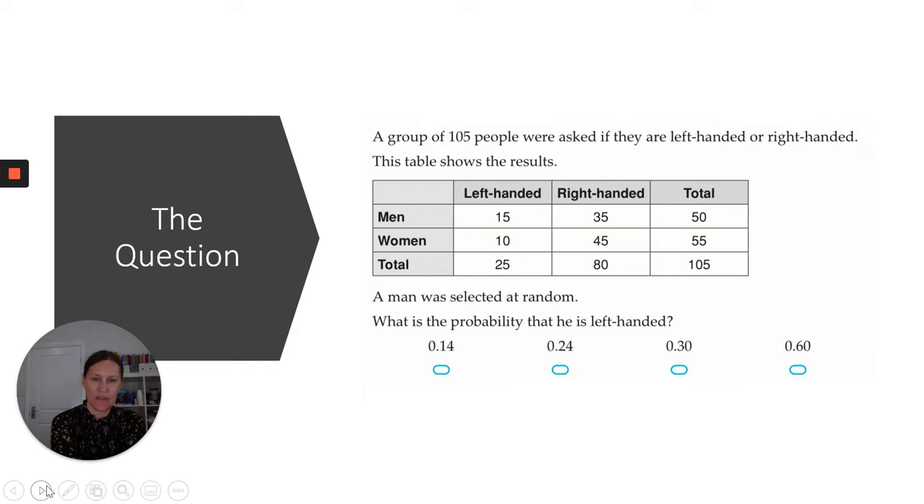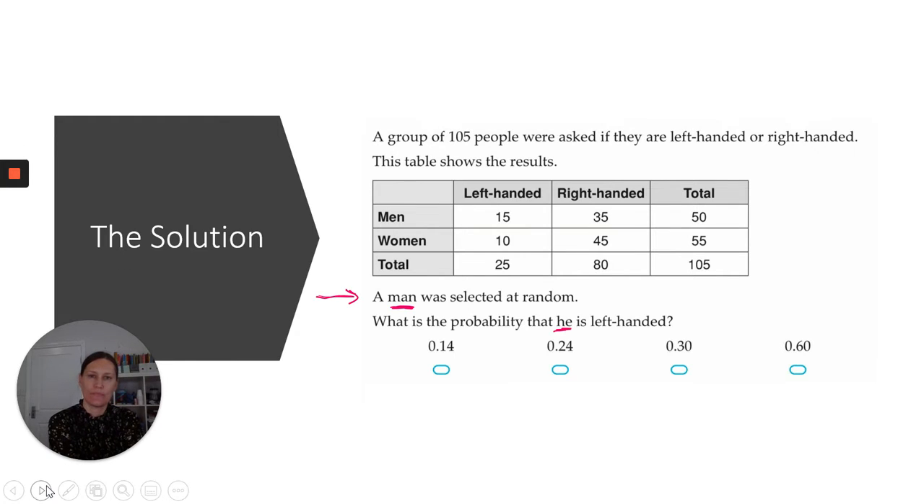Let's read on. A man was selected at random. What is the probability that he is left-handed? And we're given 4 options there. So let's look at the solution.